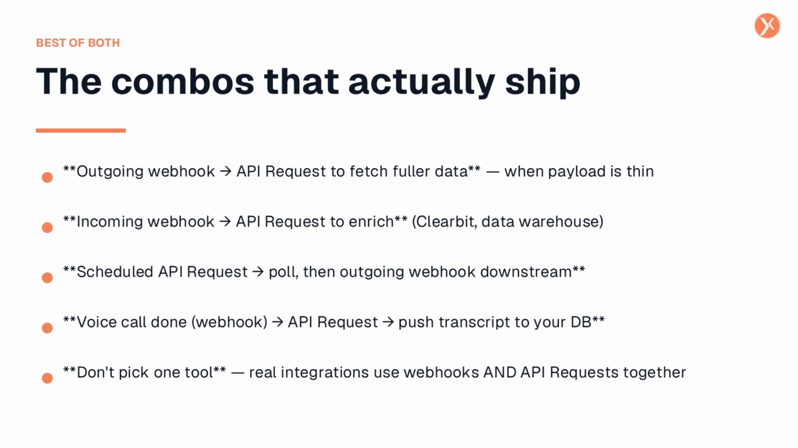An outgoing webhook might trigger an API request to fetch fuller data when the initial payload is thin. An incoming webhook can be followed by an API request to enrich data from services like Clearbit. You could also schedule an API request to poll a system, then use an outgoing webhook to notify downstream consumers. Effective integrations leverage both tools together.